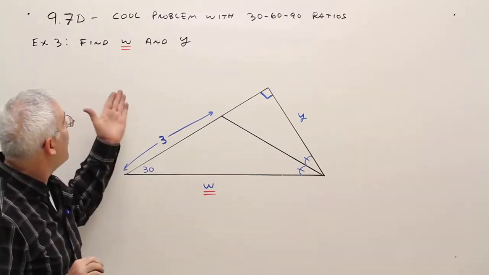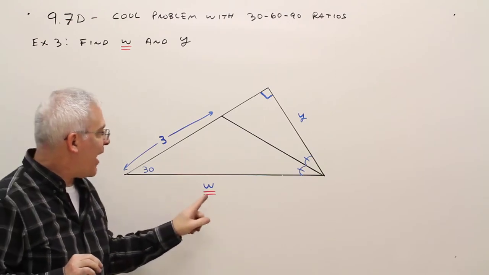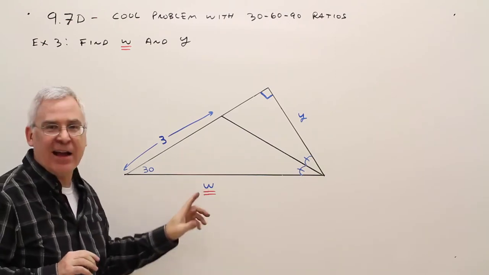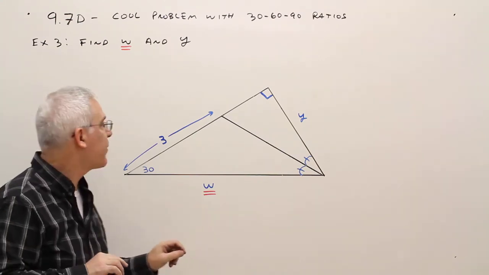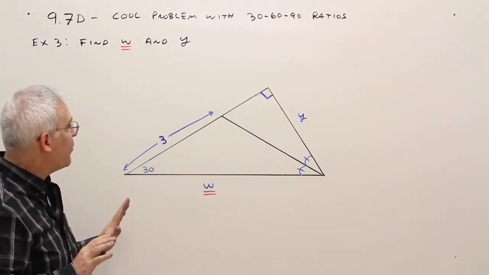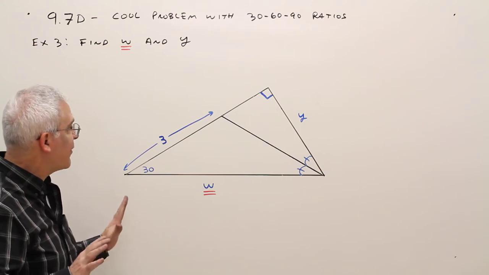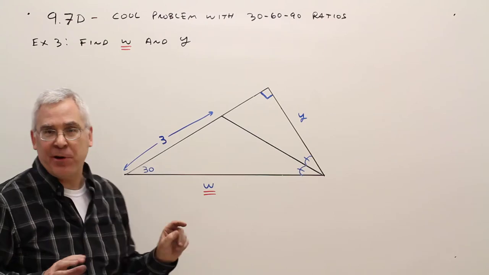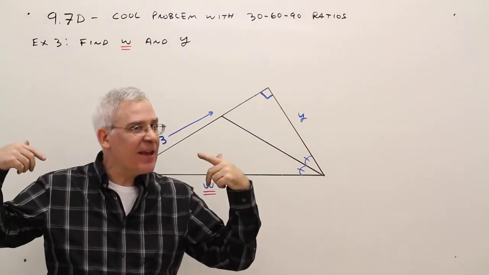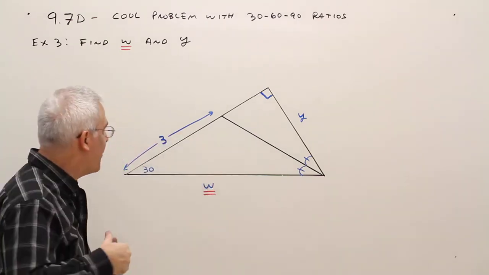All right, so find W and Y. I changed it, the notes had X, but I don't like to get X confusion with our ratios, so I changed it to W. All right, so find W and Y. Whoa, let's see what's going on here. So I have a right angle there, and I've got 30 degrees there. I'm kind of thinking 30, 60, 90, but let's see if we can make it happen.